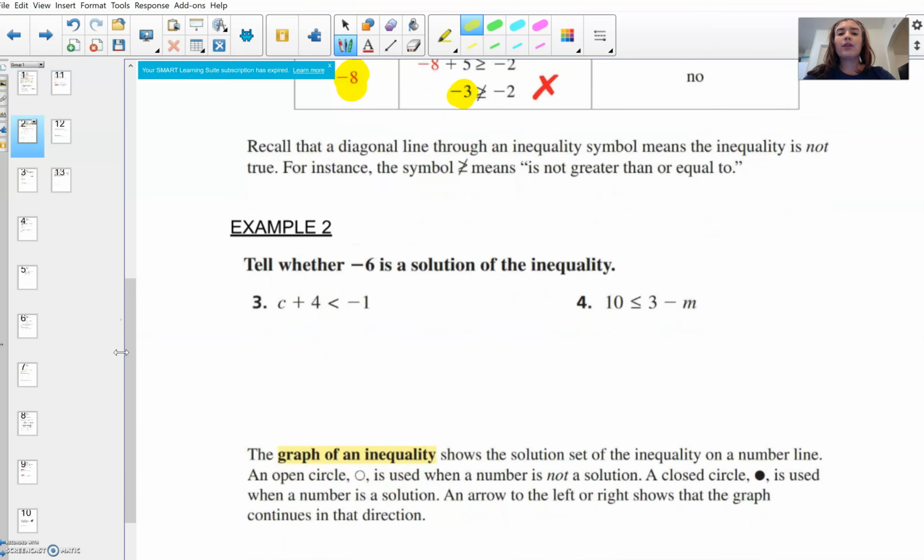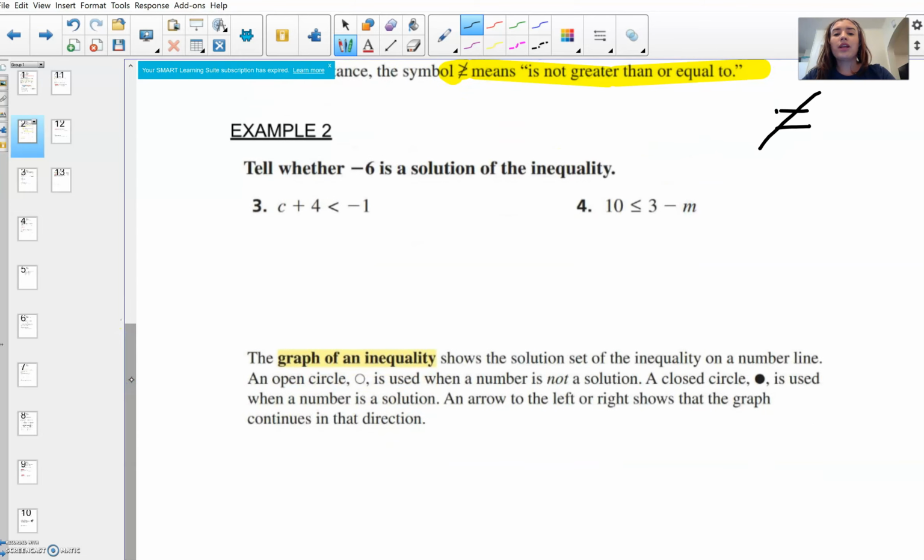Okay, here's a little note. This diagonal line that they have here means that it is not greater than or equal to. Whenever you put a dash through symbols like that, it just makes it not that. So for example, if we wrote an equal sign and we put a dash through it, that means not equal.